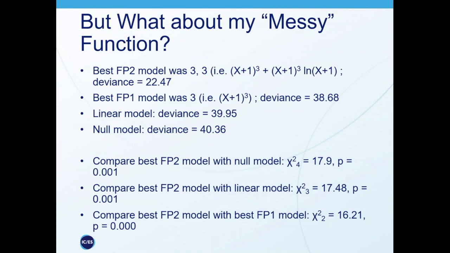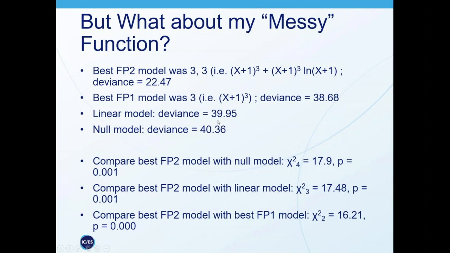For my messy data set, the one with the huge spike and the huge dip, my best FP2 model had 3 in it twice. It was the 3-3 model. I had to add 1 to my x because I had some zeros in there. My regression model contains x plus 1 to the power 3, and it contains x plus 1 to the power 3 multiplied by the log of x plus 1. That was my best FP2 model. My best FP1 model was just 3, so x plus 1 to the power 3.